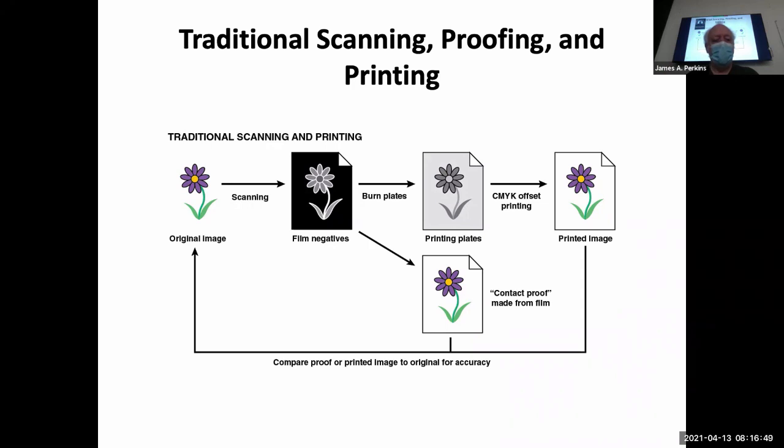But regardless of whether you used one of these old analog drum scanners or just a photographic process, your original image would then be translated into a set of 4 film negatives, 1 negative for each of the 4 color plates in the printing process. And then you could do 2 different things with those film negatives. You could generate a proof from the film negatives.